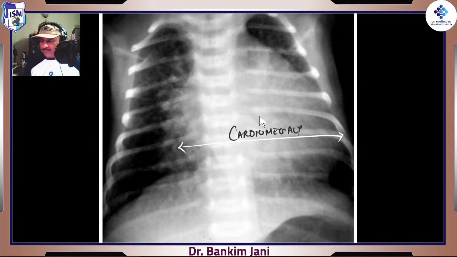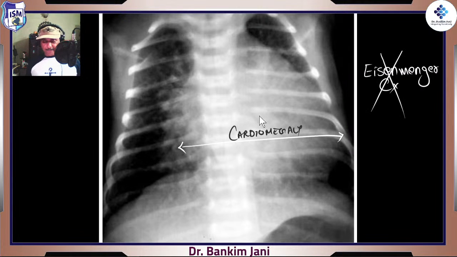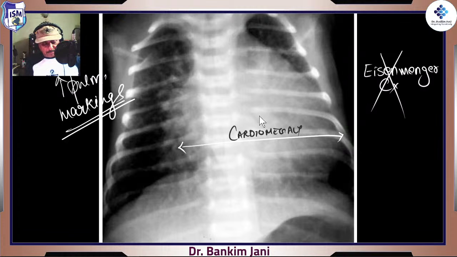When it is like this, one thing is clear, that we are not dealing with Eisenmenger complex. It is not there, right? Because in Eisenmenger complex, the vessels, till the distal vessels, start decreasing. That is not the case over here. Surely there are increased pulmonary markings, and cardiomegaly is seen.